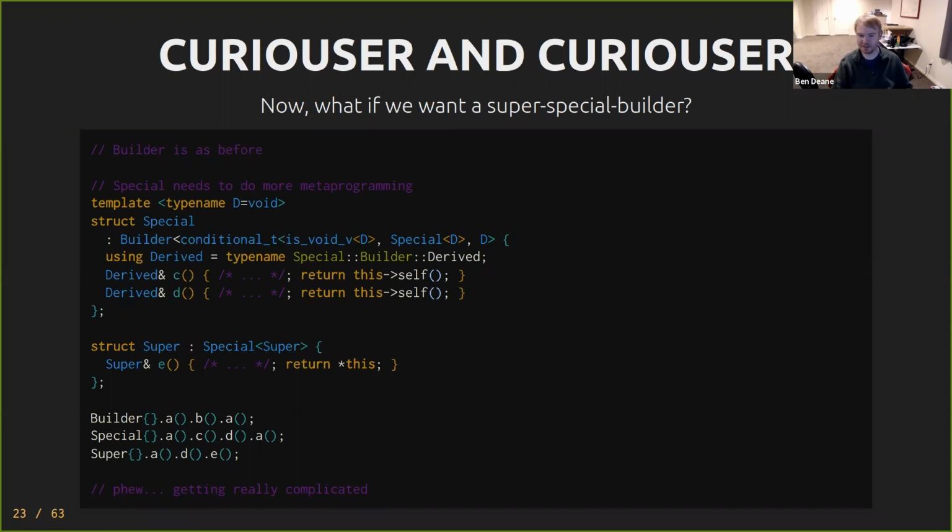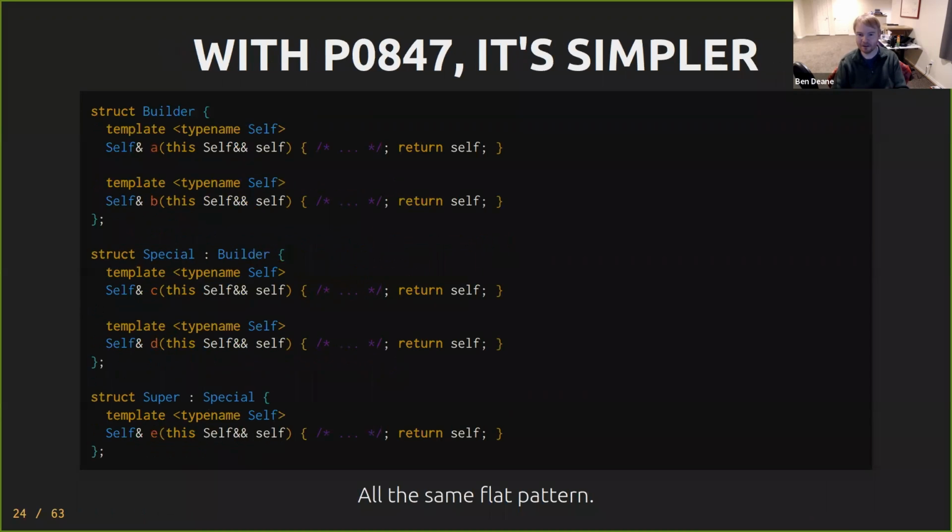Anyway, that's what it looks like today if you try to do the builder pattern, and it's an application of CRTP. But with P0847, it looks like this. There's no problem. It's just a flat pattern. It's all the same, because no matter what level you call this at, self is going to be deduced to the derived type. So you will automatically return the derived type reference, because that's what self is.